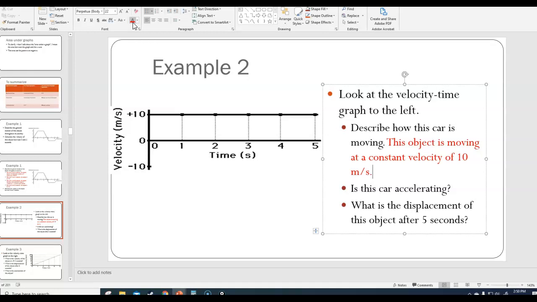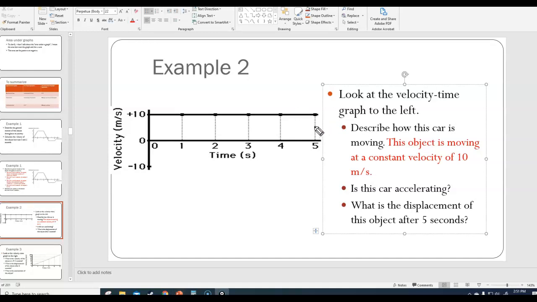You just need to flat out memorize the different parts of the different graphs, so you need to know how to find displacement from a velocity time graph. You find the area under the graph. There's no way to get around that. You just need to know that. So what does that mean?